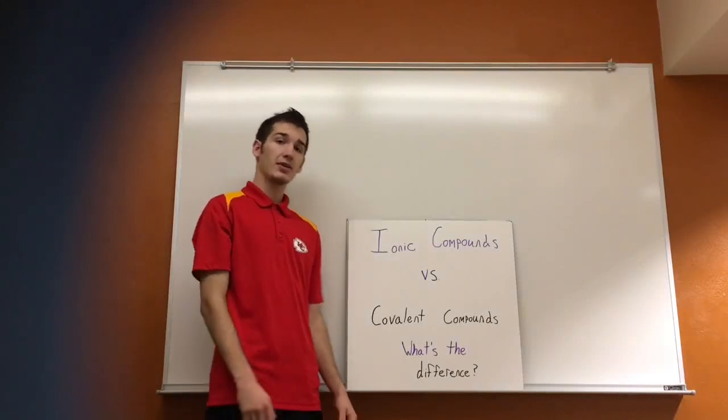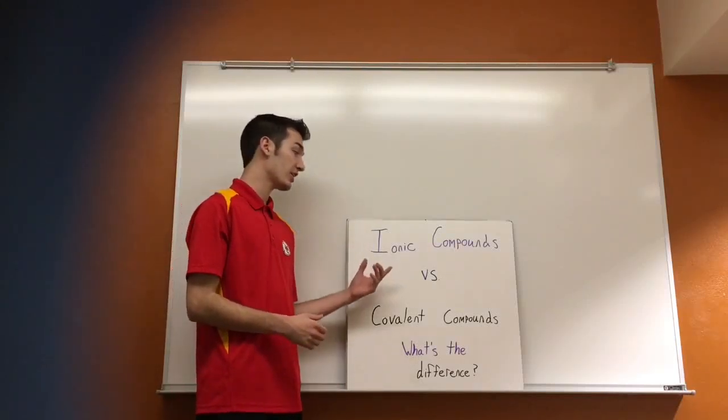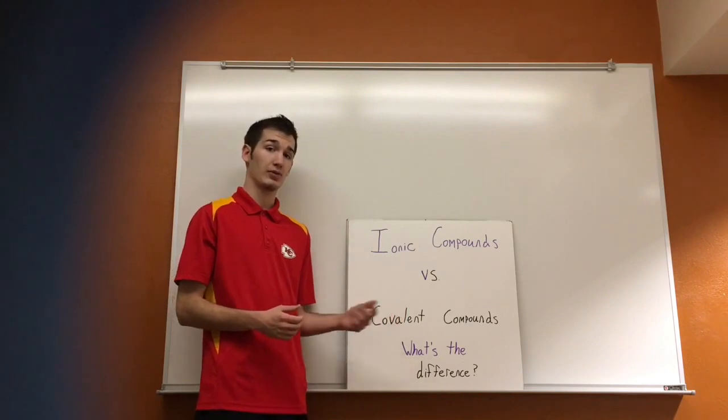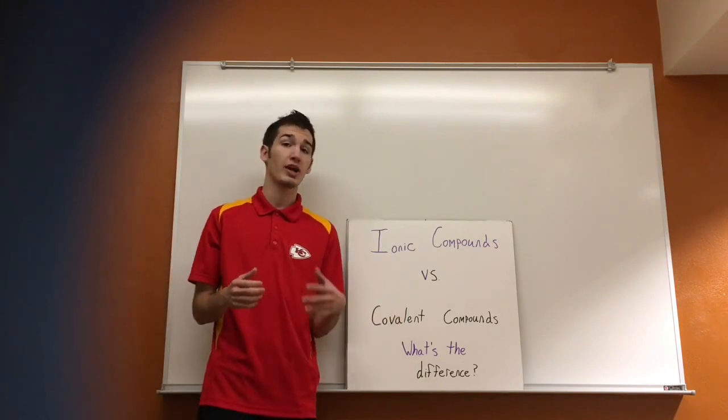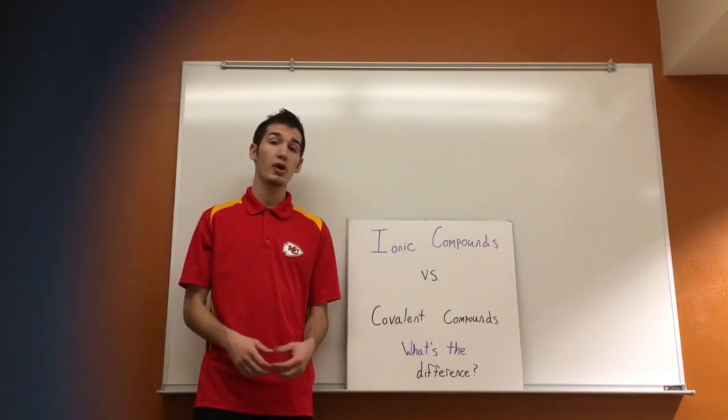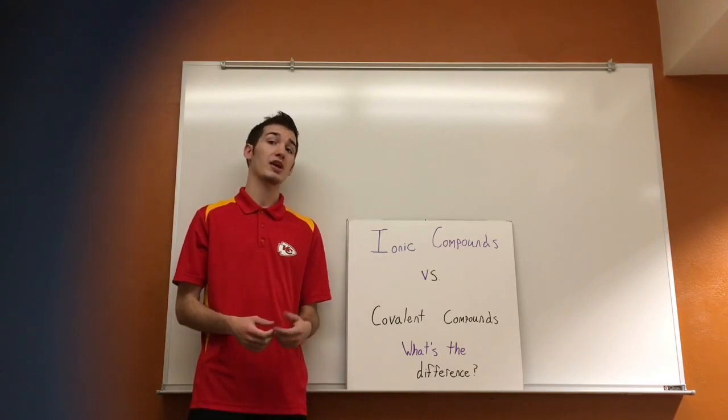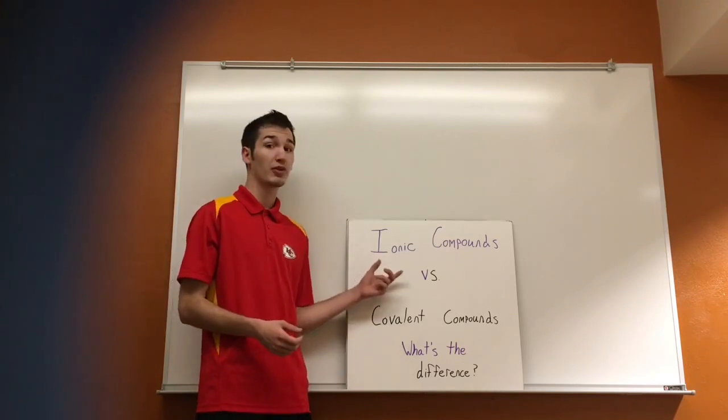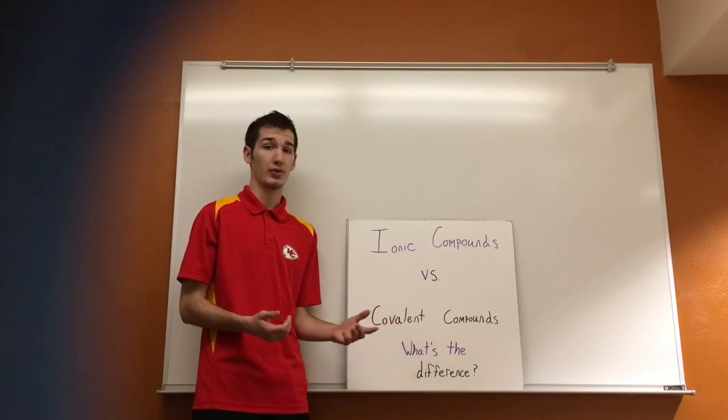Howdy guys. So today we're going to be looking at ionic compounds and covalent compounds. And the main question we're going to ask ourselves today is, what are different physical properties that I can look at to tell the difference between ionic and covalent compounds?